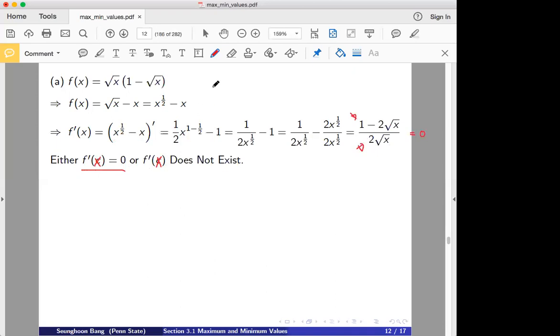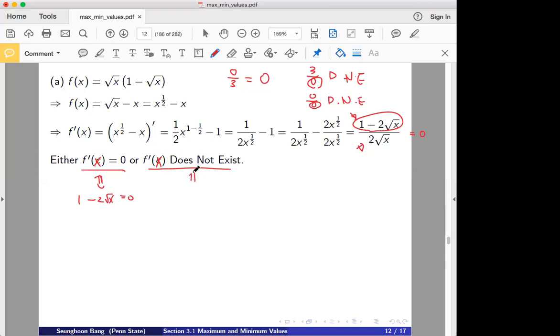So we think about it. The top one? What is 0 over 3? It is 0. What is 3 over 0? It does not exist. What is 0 over 0? We don't have this kind of thing. So here, only the numerator equals 0 gives f prime of x equals 0. And f prime of x does not exist when the bottom one equals 0.